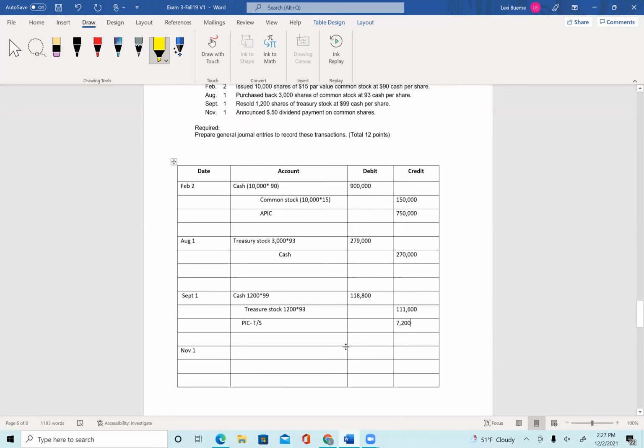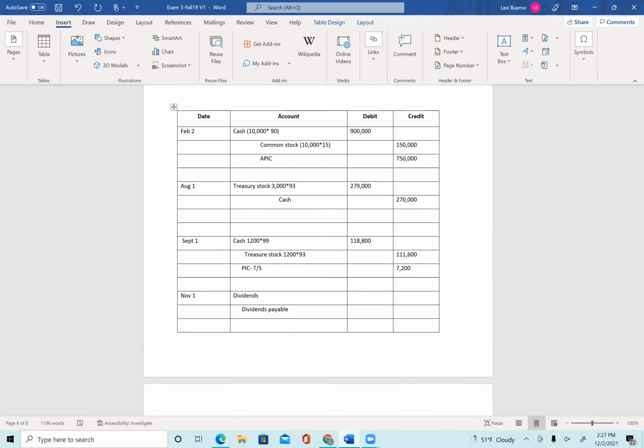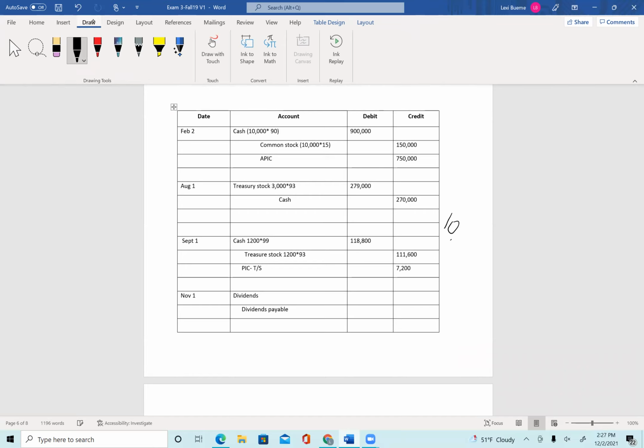Lastly, announced a 50-cent dividend payment on common shares. So the journal entry is going to be dividends and then dividends payable. So to find this, you're going to take the 10,000 shares that you have from up here. You are going to subtract out the 3,000 that were purchased back, get rid of them. Then you're going to add in the amount sold. That gives you 8,200. Then multiply it by the cash dividend of 0.5, and that gives you 4,100 as your number.